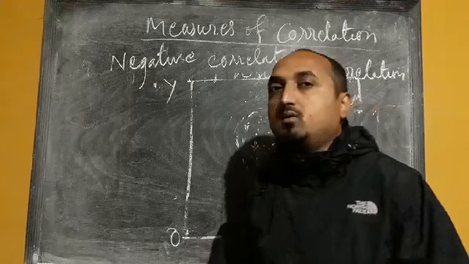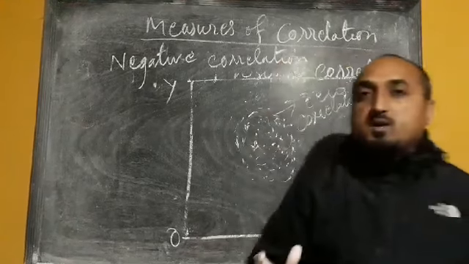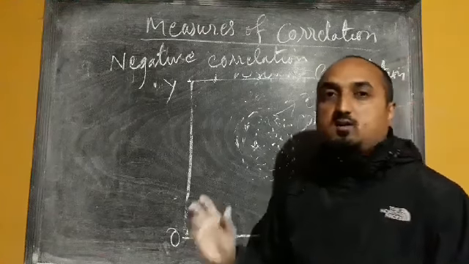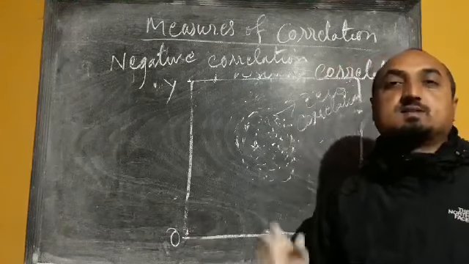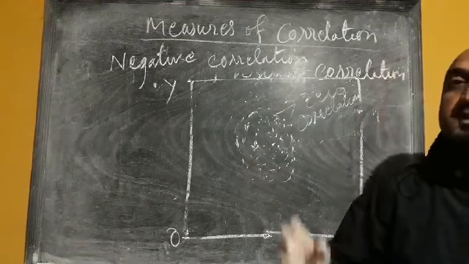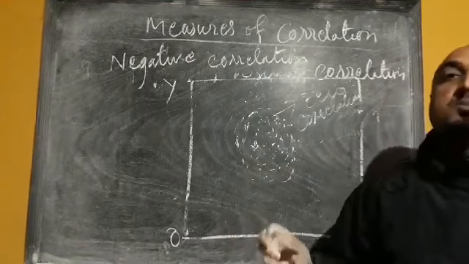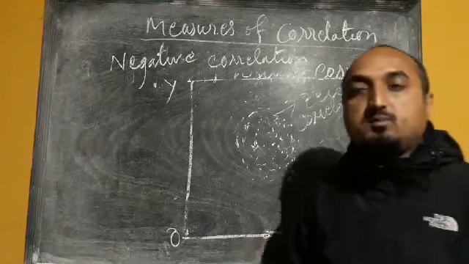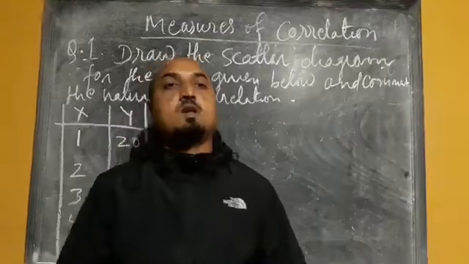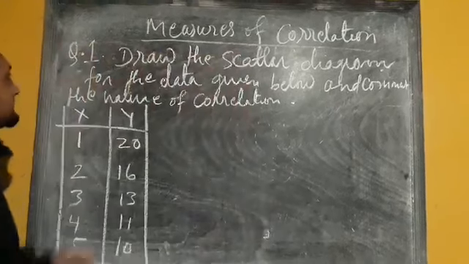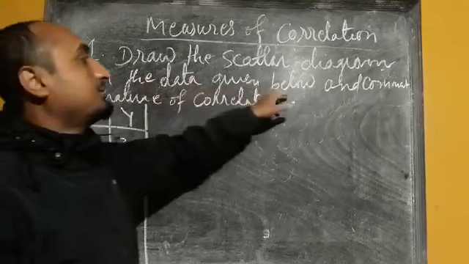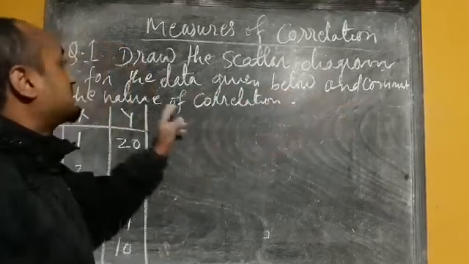Now in order to make your concept clearer, I will take a few numerical examples from the exercise, and then I will plot the points so that your concept will be clear regarding how to plot the points in the case of a scatter diagram. I have taken one question from your exercise: draw the scatter diagram for the data given below and comment on the nature of correlation.